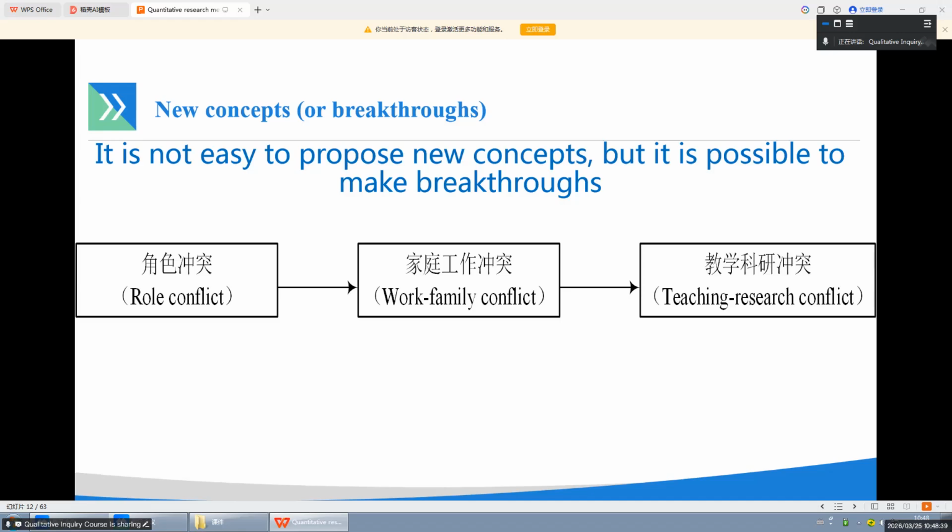Okay, so we may not propose totally new concepts, but we can move concepts forward. That's contribution. So this is the first one: new concepts or conceptual breakthroughs.